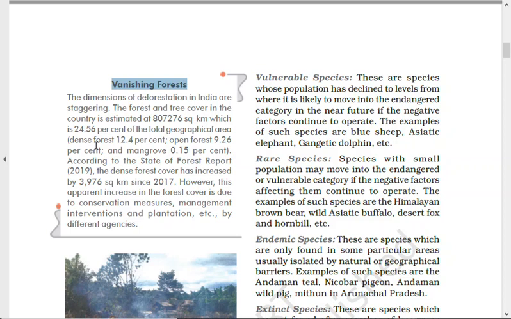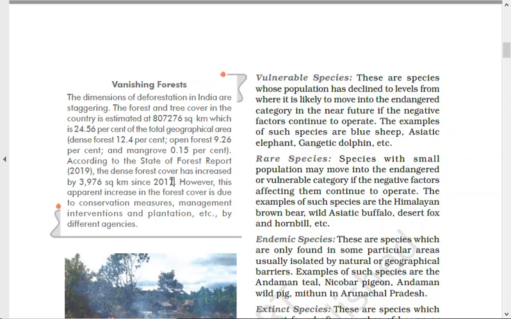In India, it is 24.56. So you can say roughly 25% area is under forest. Okay, and according to the State of Forest report, the dense forest cover has increased by 3,976 square kilometers since 2017. So you can see that it has increased. That means we are now more concerned.